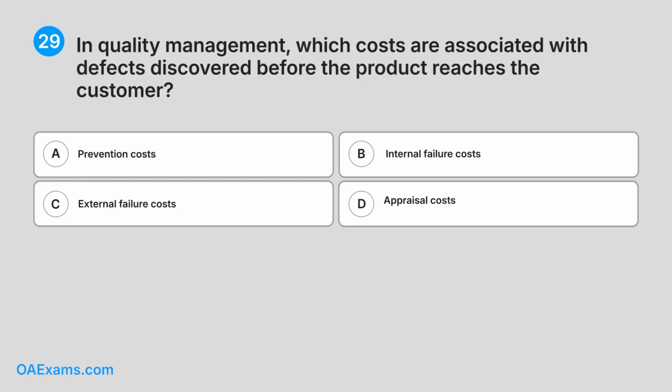29. In quality management, which costs are associated with defects discovered before the product reaches the customer? A. Prevention costs. B. Internal failure costs. C. External failure costs. D. Appraisal costs. Do you know the answer?